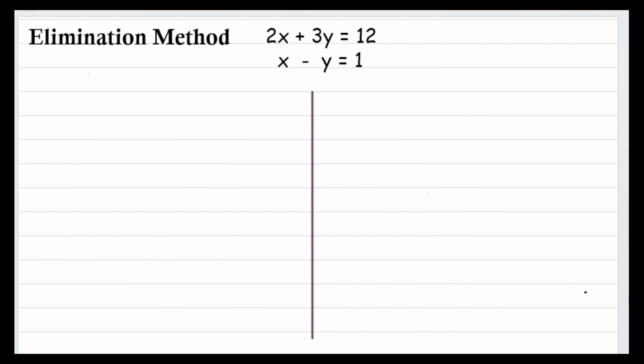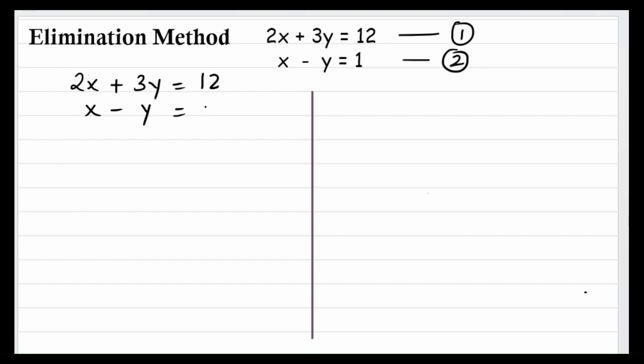Let's do the same question with the elimination method. Again, this is my equation number 1, this is my equation number 2. In the elimination method, we eliminate the variable either x or y, and we make the coefficients of that variable equal, which needs to be eliminated. So if I want to eliminate the x variable first, I will make the coefficient of x in both the equations same. If I want to eliminate y, I will make the coefficients of the y variable same in both the equations. Let's write both the equations on this side. And this is x minus y equals 1.